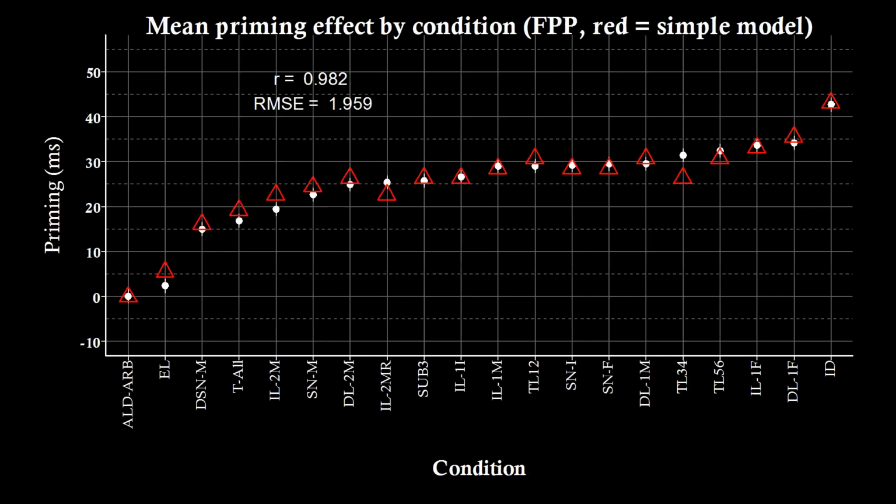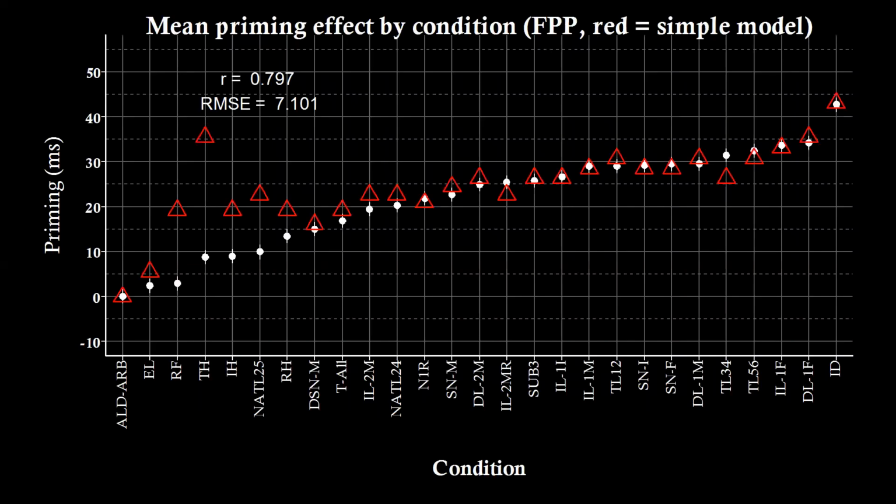Here, the white circles are the data from the FPP, and the red triangles are the predictions of the model. And you can see that the model does a really good job of explaining the priming we observe for a wide range of conditions involving letter additions, deletions, transpositions, and substitutions.